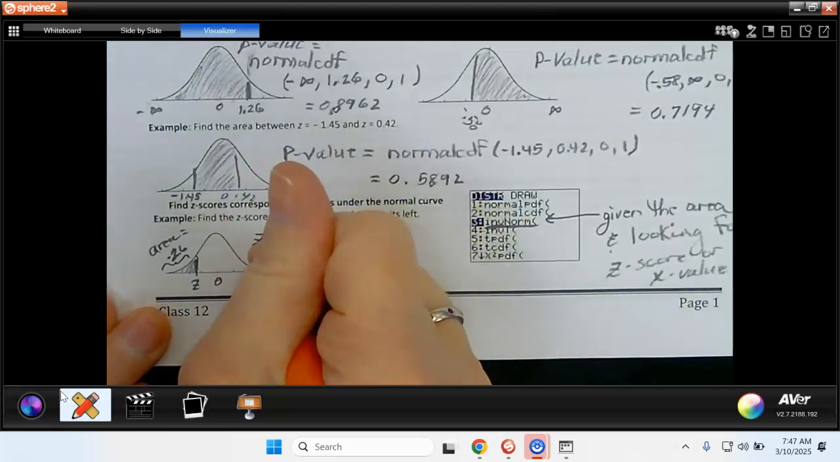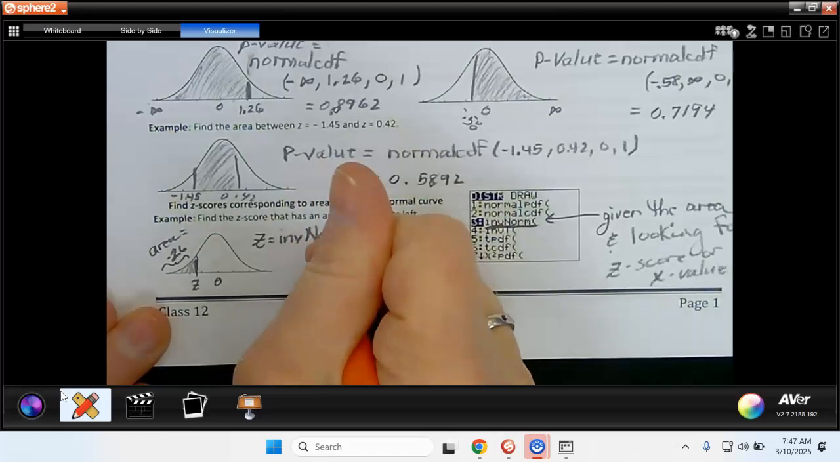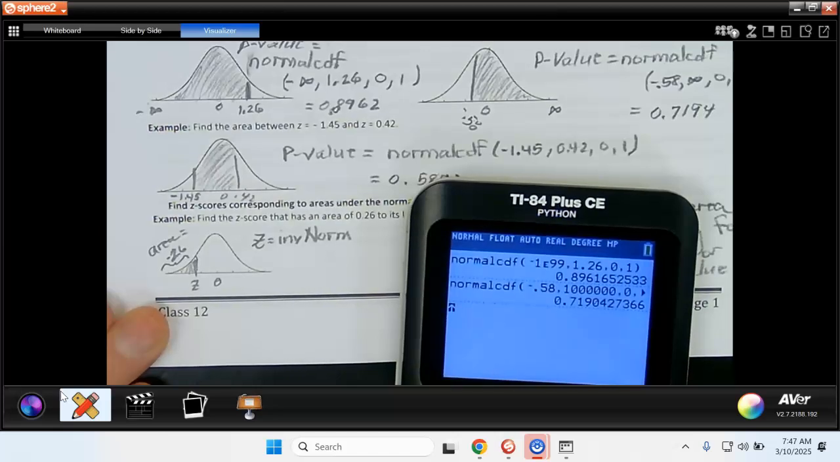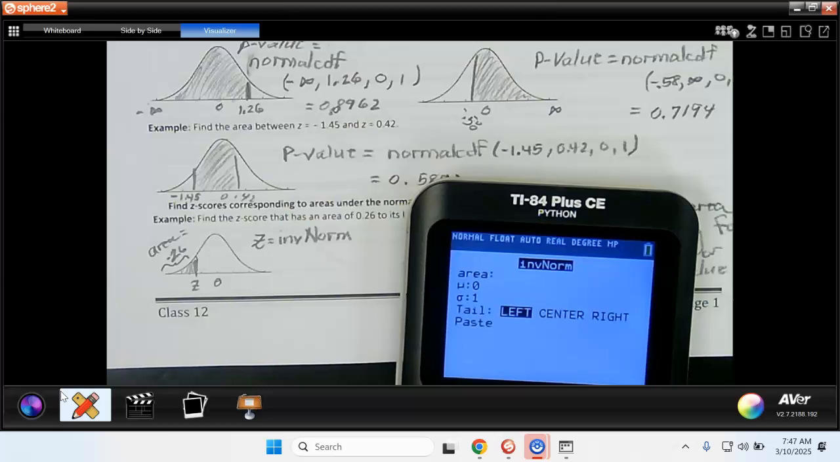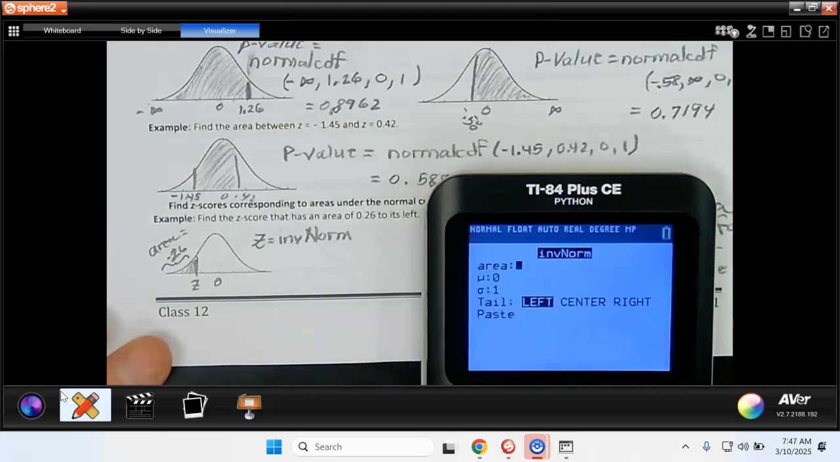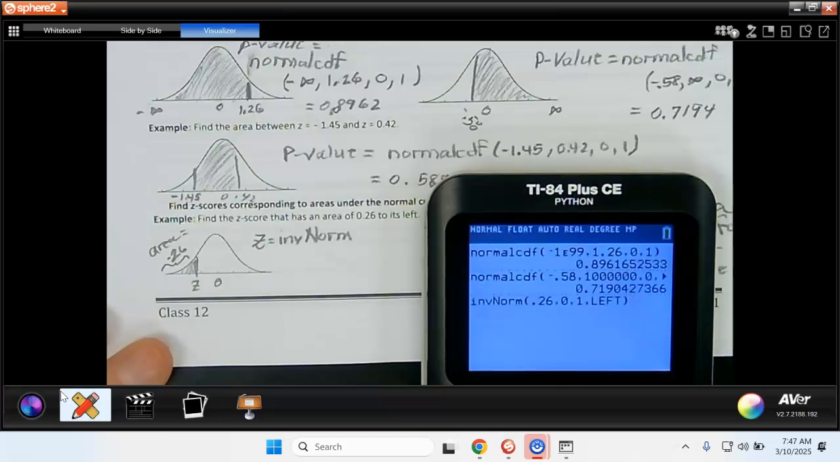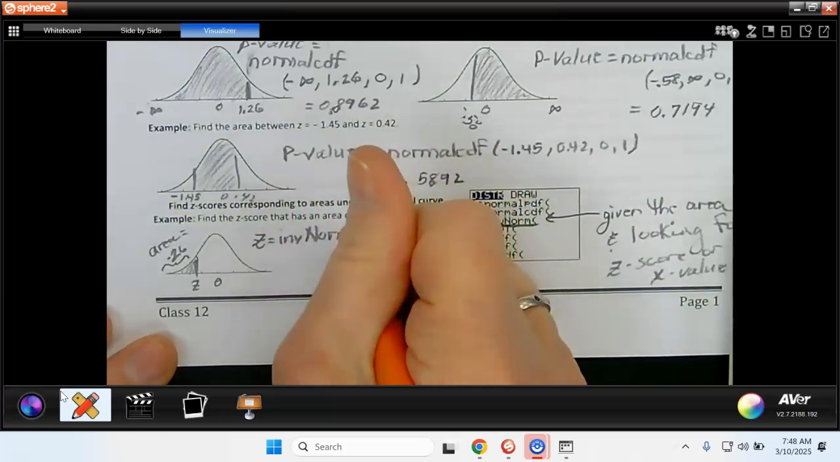Well, you would say z equals inverse norm. Now, on your calculators, go ahead and look at that real quick. It asks you for the area. Now, this is where it's a little tricky with the newer and older. The older ones won't have that left, center, right. If you have that, use it. They don't use it the whole time, which is unfortunate. So you're almost better off learning how to do it with the older calculator, but either way, the default is to the left, and this problem's to the left, so it's really not a problem. But we have 26%, 0.26, mean of 0, standard deviation of 1, the shading is to the left, and so enter.